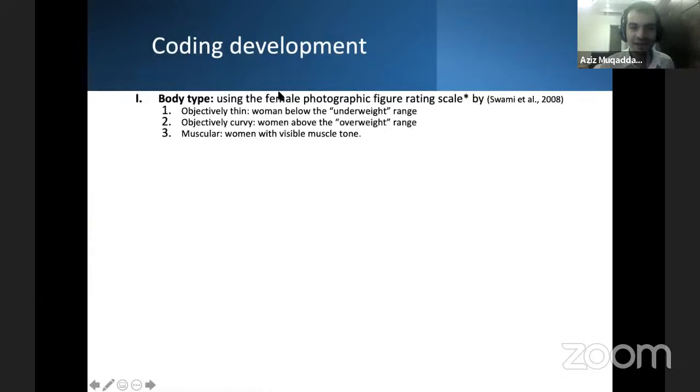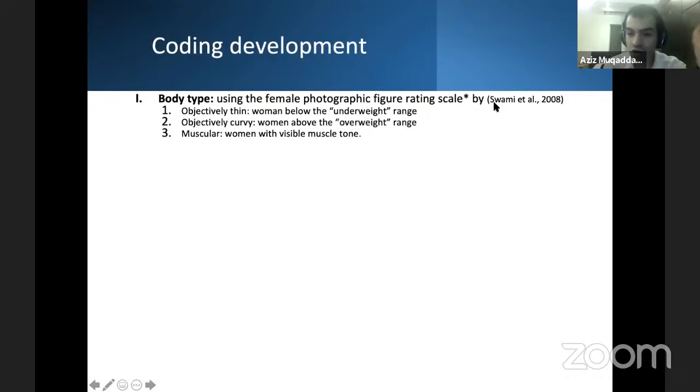We can criticize that later, but that's what they did. So you will end up with a list or a coding scheme. This is what we mean by coding scheme. It would be something like this. You define what you mean. So for body type, they said we use the female photographic figure rating scale by another author.